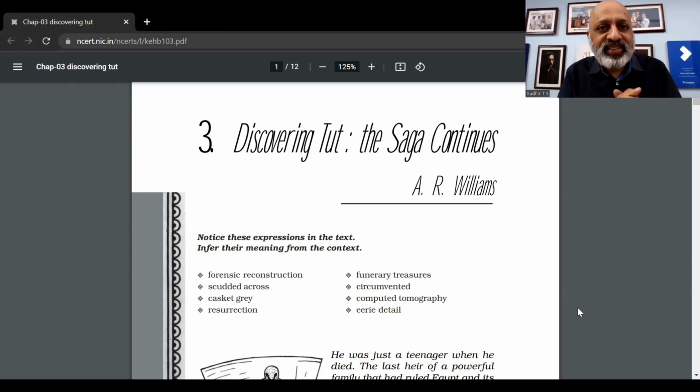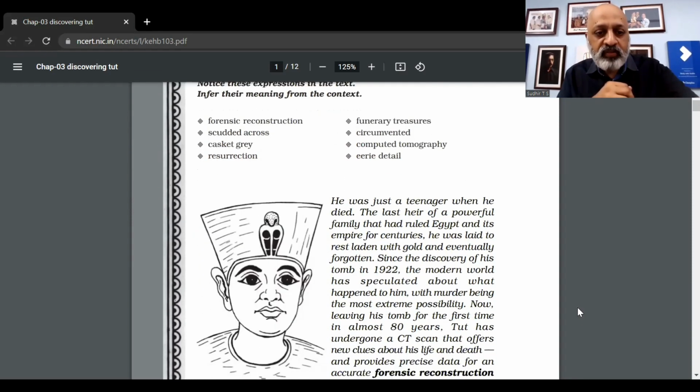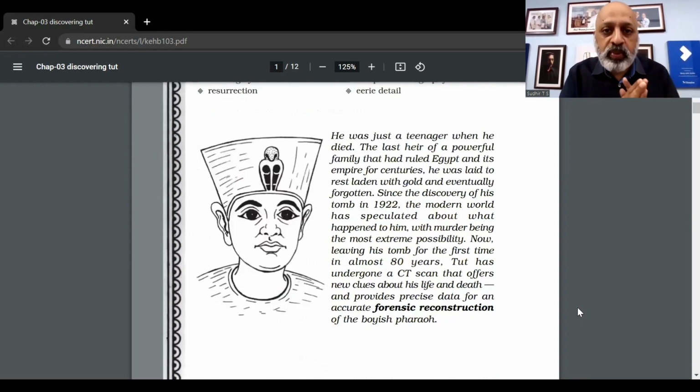Okay, now you can see the text on your screen. This is from your NCERT textbook, the Hornbill NCERT textbook. I will tell you about the words written in it. Let's go through the initial part. He was just a teenager, and here a sketch has been made of him. He was just a teenager when he died. That means he was in his teens, very young. So his age would have been around 15, 16, 17, 18, 19, right?